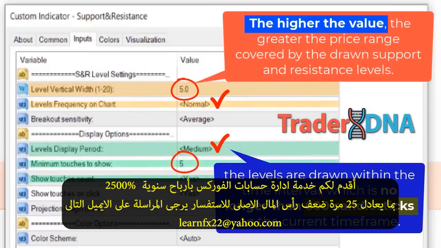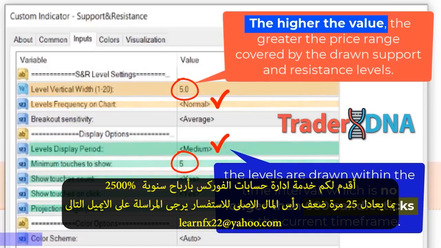Show touches on click displays the price interactions with the level when you click the number. This option allows you to track where and when the price touched a support or resistance level. If necessary, the option can be disabled. To do this, set show touches on click to no. Projection length sets the length of the dashed line, projection, and bars.